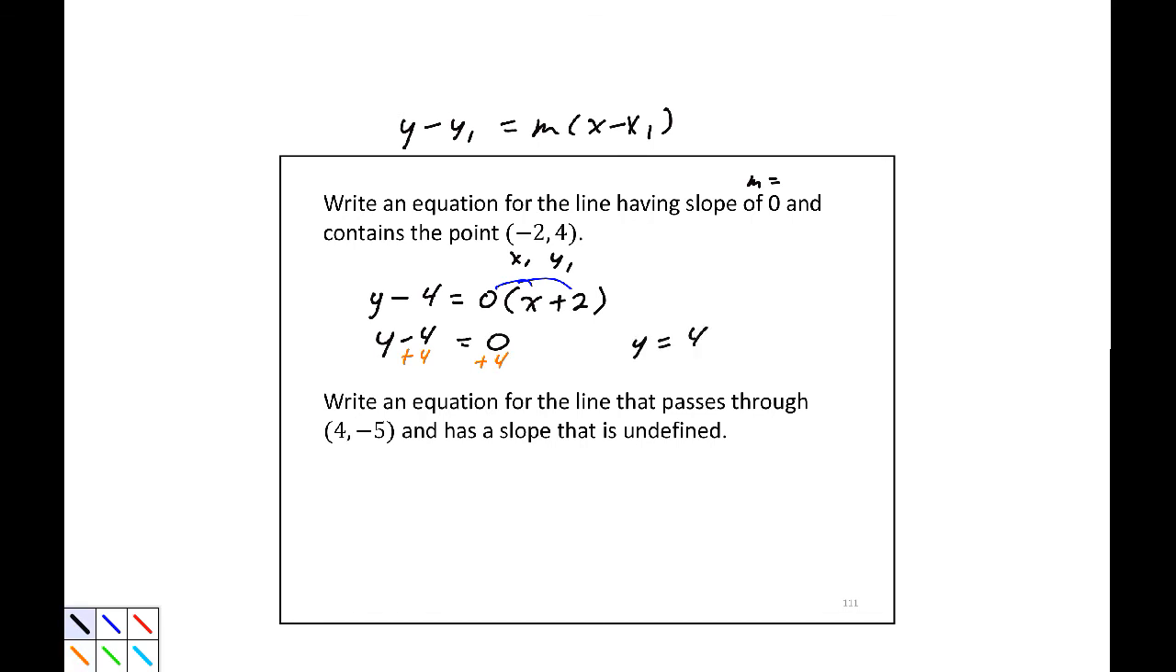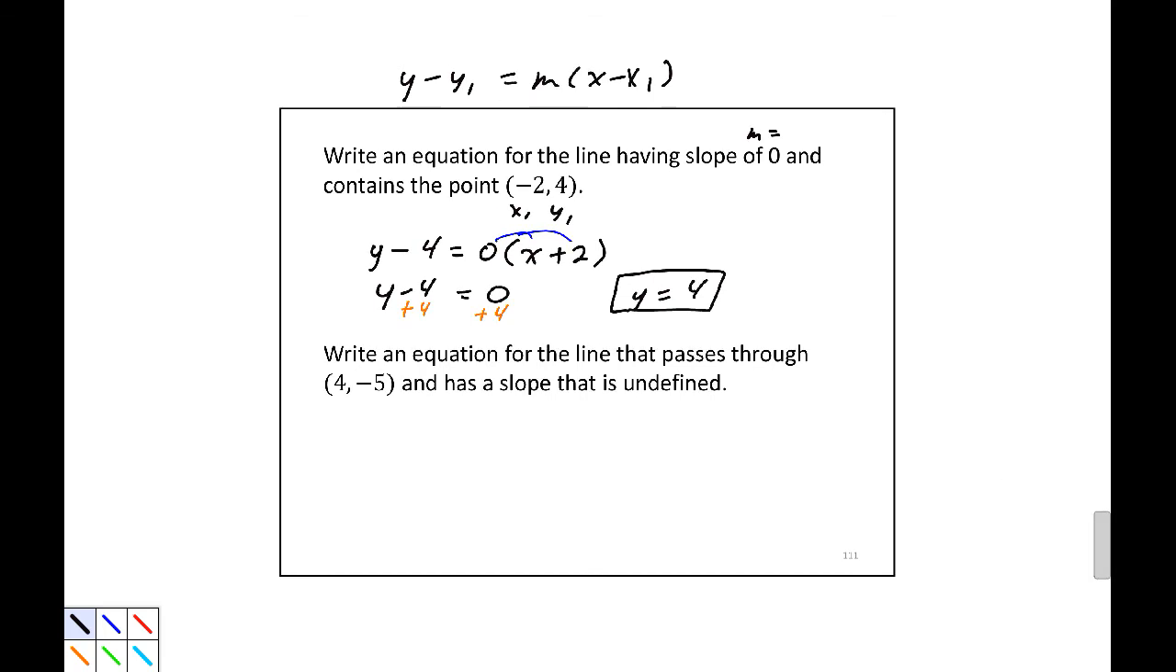y equals 4. Well, if I had noticed that a slope of 0 always is going to correspond with y equals a constant, a constant function, then I could have saved myself a little bit of time. So let's see if we can do that on this next one, because it says the slope is undefined. I know that means it's going to be x equals something, right? Well, my x value here is 4, so every point on this line should have an x value of 4.